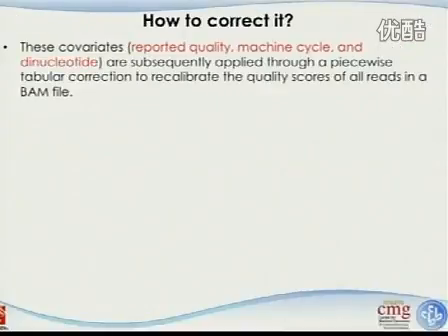So how to correct it? That becomes a question. So these covariates, reported quality, machine cycle, and dinucleotides, are subsequently applied through a piecewise tabular correction to recalibrate the quality score of reads in the BAM file. Okay, I was trying to read it. Okay, I got it from their website. All right, I was looking at this for 10 minutes and didn't understand what it really means. Okay, but it's clear that the covariates are this reported quality, machine cycles, and dinucleotides.